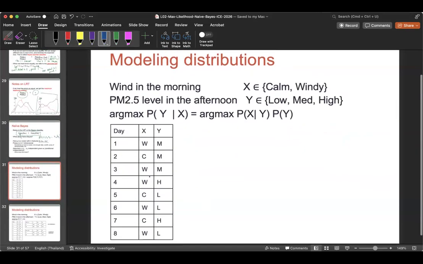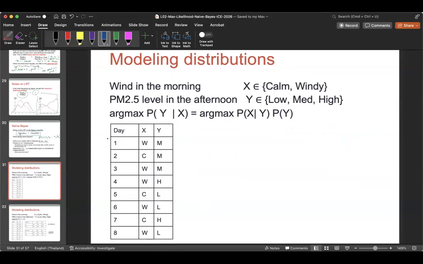So let's say I have this data set, eight data points, and I'm trying to predict PM 2.5 according to the wind. My goal is predicting the PM level given the wind condition in the morning. So I want to do this. How do I do this?